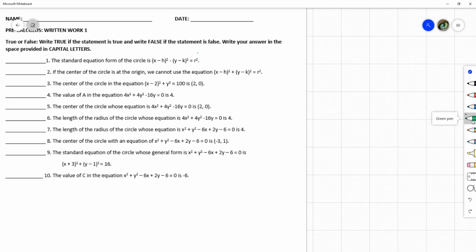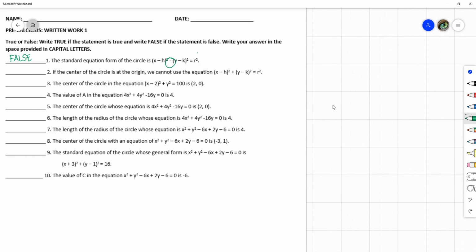So for number 1, the standard equation form of the circle is the squared quantity of x minus h minus the squared quantity of y minus k equals r squared. Now, if you notice, the operation between the squared quantities is subtraction, which should be addition. In other words, this would be false.